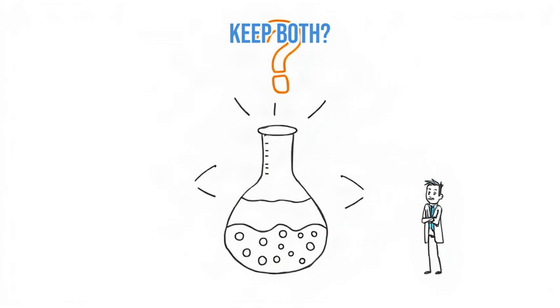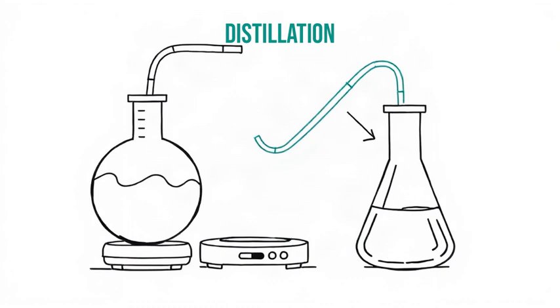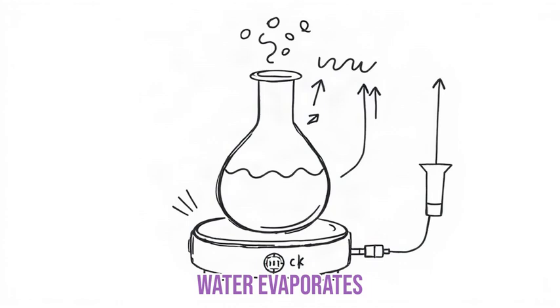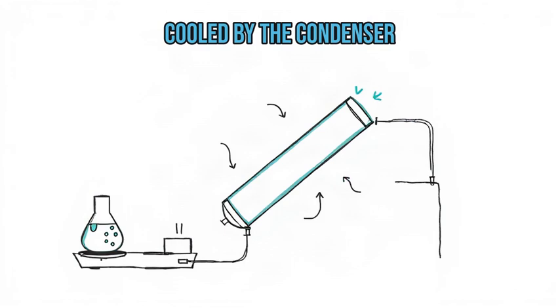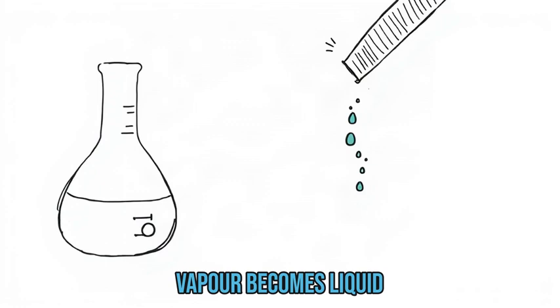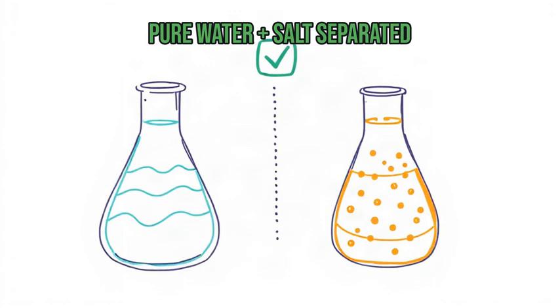But what if you actually want to keep both the salt and the water? That's where distillation comes in, a clever method that collects the liquid too. You heat the mixture so the water evaporates just like before. But this time, the vapor travels through a cooled tube called a condenser. As it cools down, the vapor turns back into liquid and drips into a fresh container. This gives you pure water, completely separated from the salt left behind in the flask.